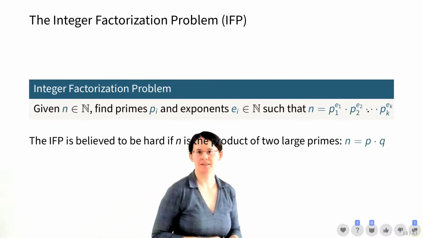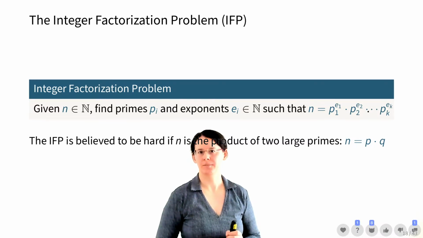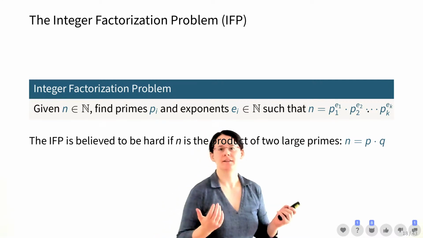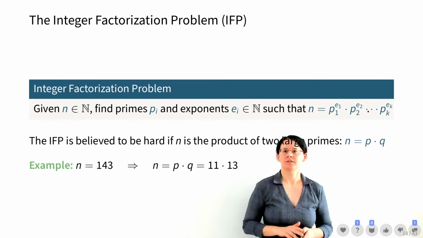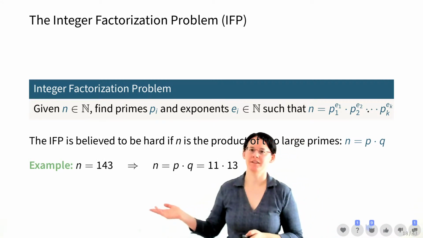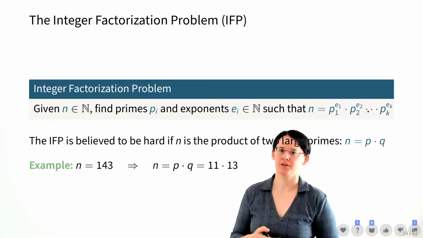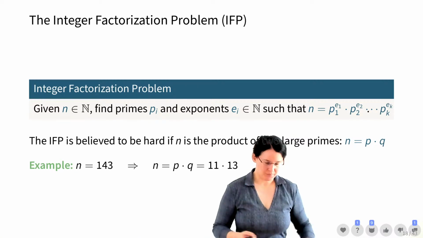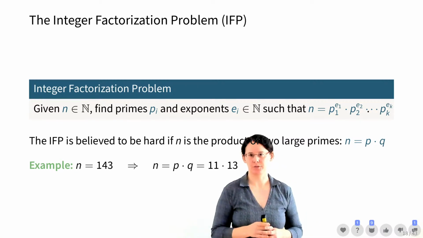And the hardest cases are where n is the product of only 2 prime numbers. So n equals p times q. And in that case, the challenge would be to find p and q. As an example, if you're given as an input the number 143, you would have to find the factors 11 and 13. And these two problems are two of the most important ones when it comes to asymmetric cryptography.